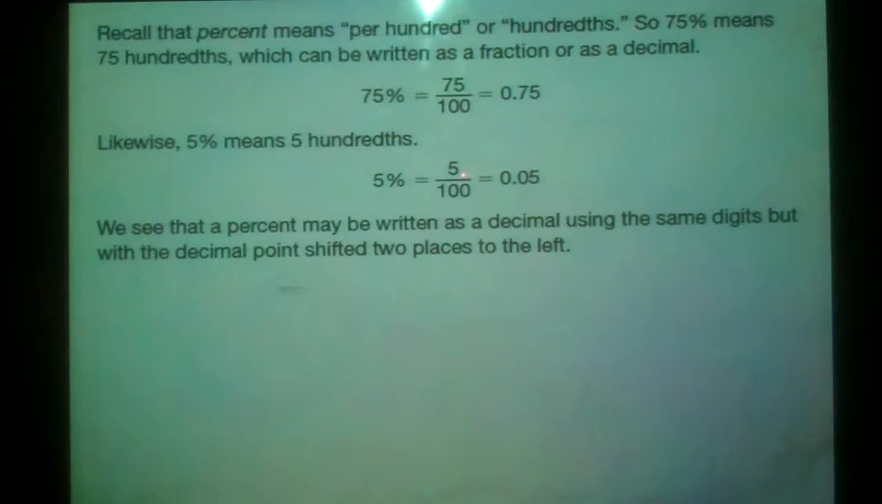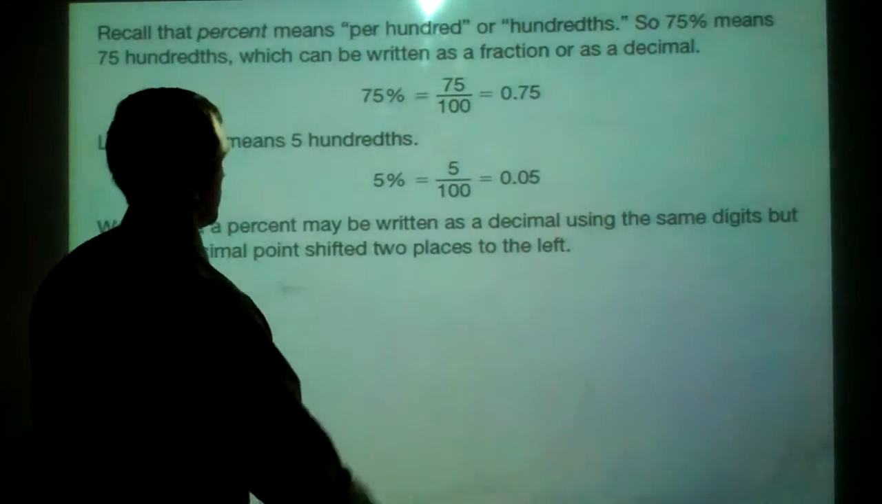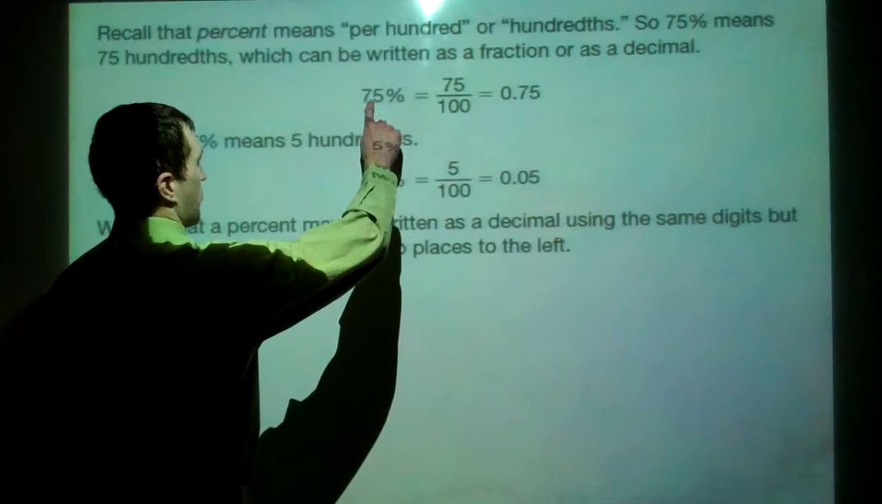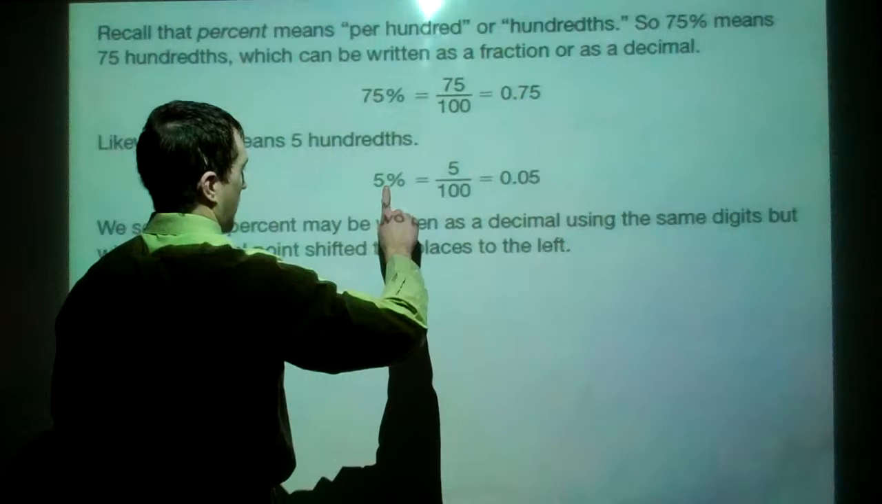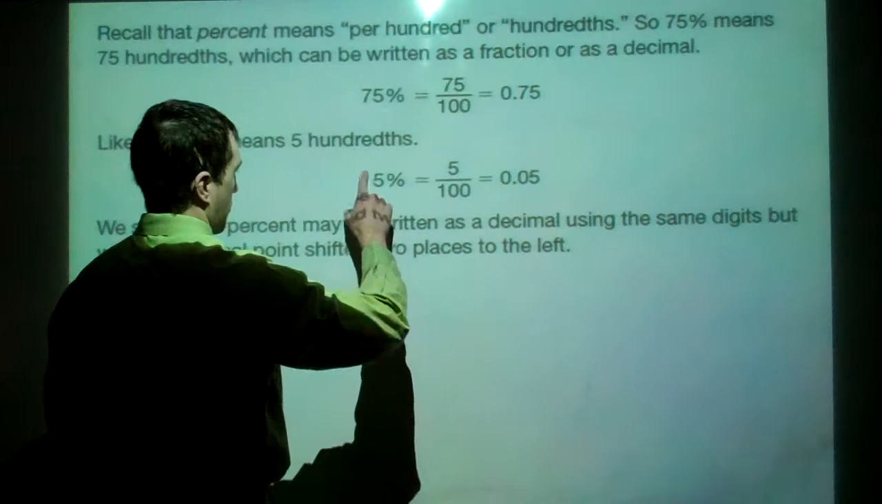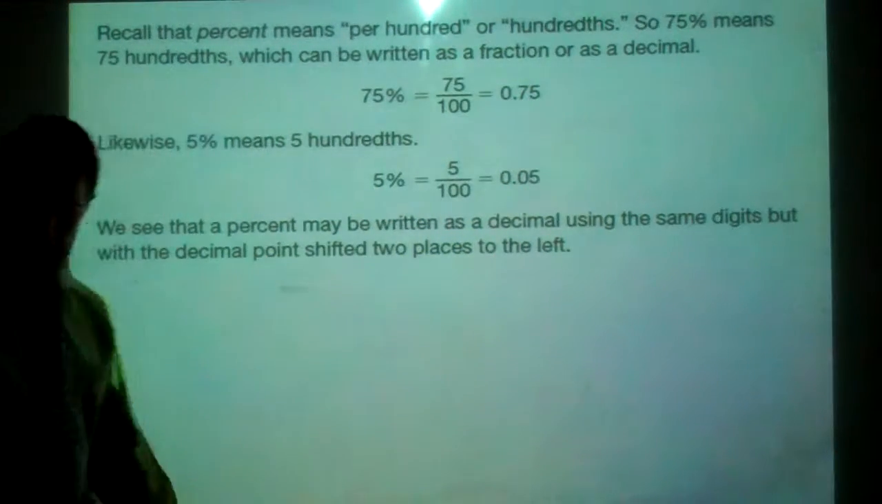And 5%. 5 over 100 turns into a decimal of 0.05. So we should see that a percent may be written as a decimal using the same digits, but the decimal point shifted 2 places to the left. So all they did was take 75, move the decimal 2 spots over, 0.75. 5%, 1, 2, put a 0 here, 0.05 for our percent.